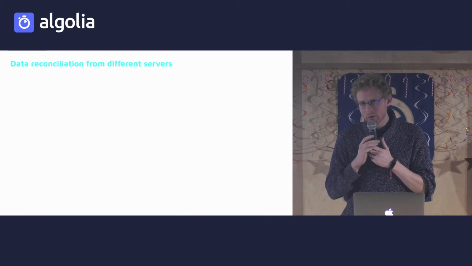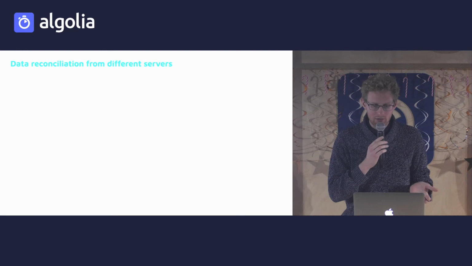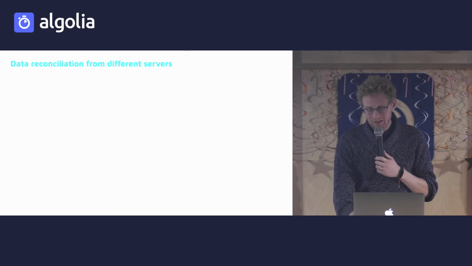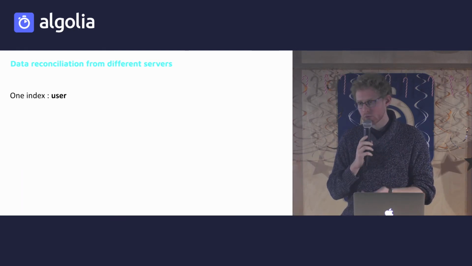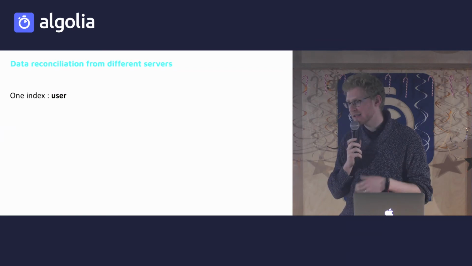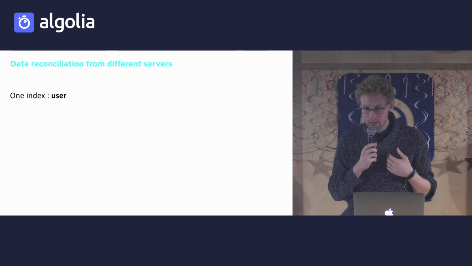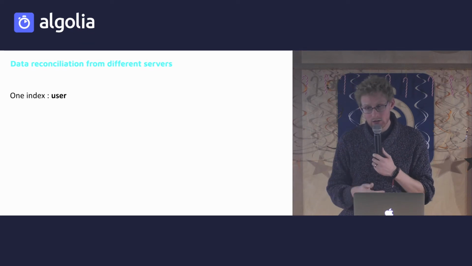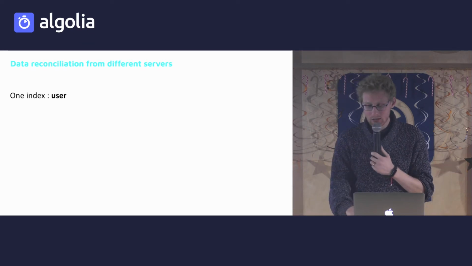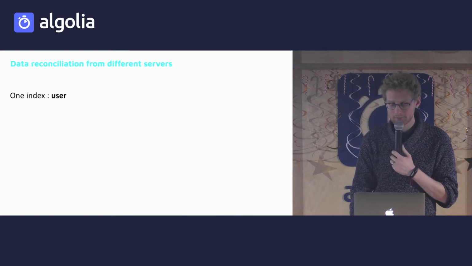So we need to reconcile the data from the different servers to be able to have it in one index that we use, user, because everything is linked to a user, and what we want to check is about one user who is calling us, who raised the flag in our system, who has a problem with his bank card. So we only have one index.